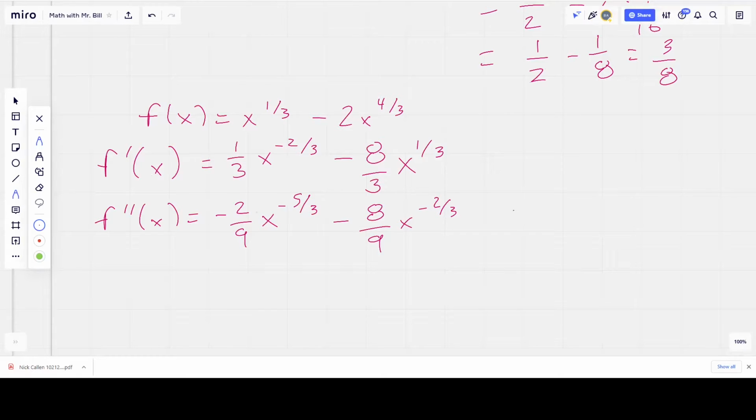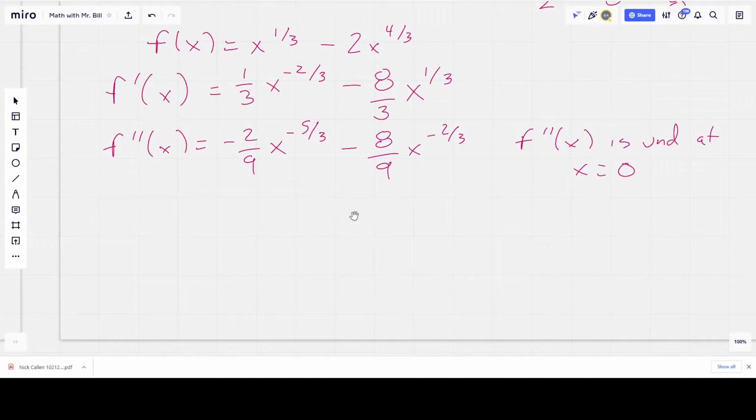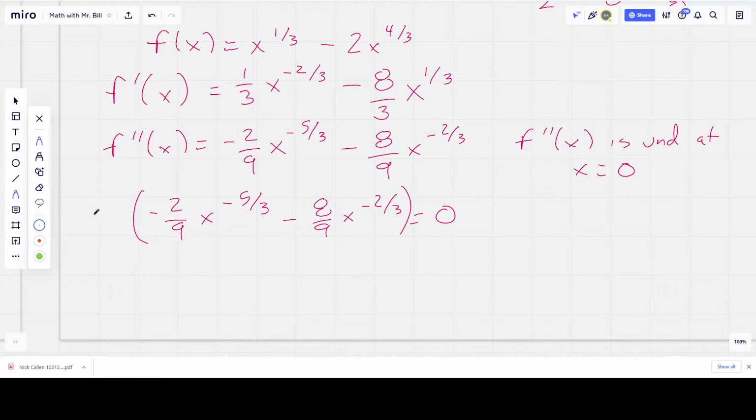Okay, so like we did before, f double prime of x is undefined at x equals 0. And that's fine. 0 can go into the original function, and so that's going to be one of our inflection points. So let's now set the second derivative equal to 0. So we get negative 2/9 times x to the negative 5/3 minus 8/9 x to the negative 2/3 equals 0. So again, I'm going to multiply everything by x to the 5/3. That'll get rid of the negative 5/3 and make the negative 2/3 positive.